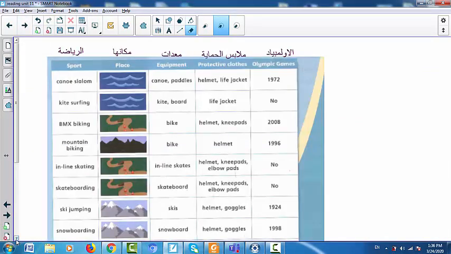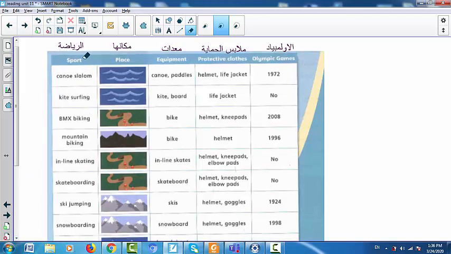Look at this chart. Here we have sport, place, equipment, protective clothes, Olympic Games. Here we have columns. Notice that the information in these columns is similar: sport, all kinds of sports; place, the places; equipment. But if we look at the chart as a row, you will notice the information becomes different.